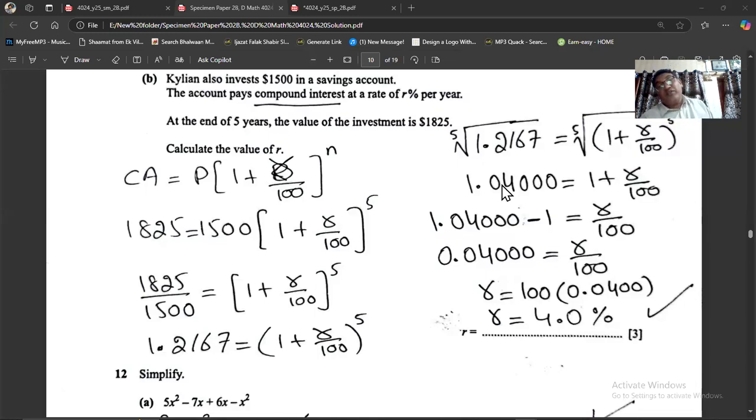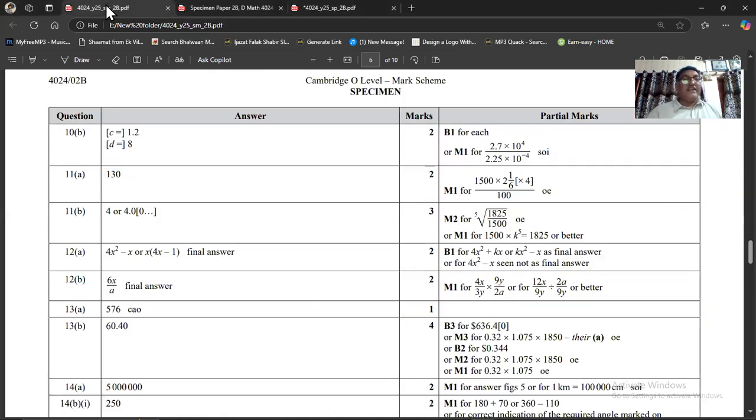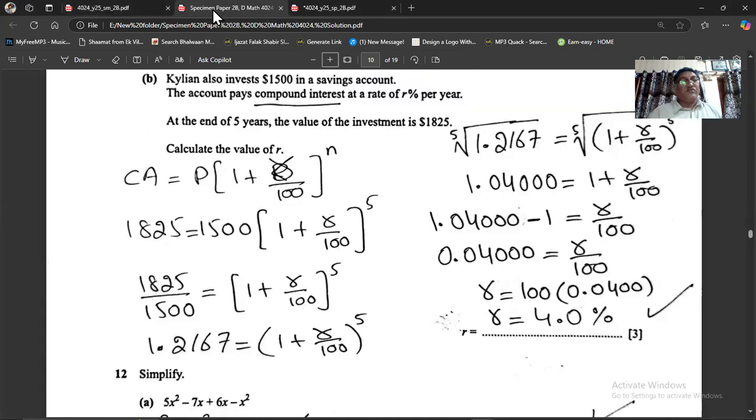Okay, so we took the fifth root. We found the fifth root, and this one will go on the other side and subtract. So 1.0400 minus 1 will give you 0.04 equals r by 100. So r will be equal to 100 multiplied by 0.0400, and that will be 4%. So the rate is 4%, and our answer is right.